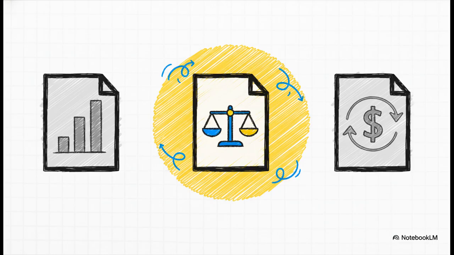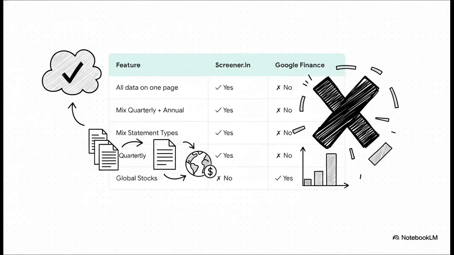See, unlike a lot of other platforms out there, Google Finance only loads one financial statement at a time. So whether it's the income statement, the balance sheet, or cash flow, you're only ever looking at one. And this table here really shows the key difference. On a lot of platforms, you can pull data from all over the place onto one page. But look at all those no's for Google Finance.